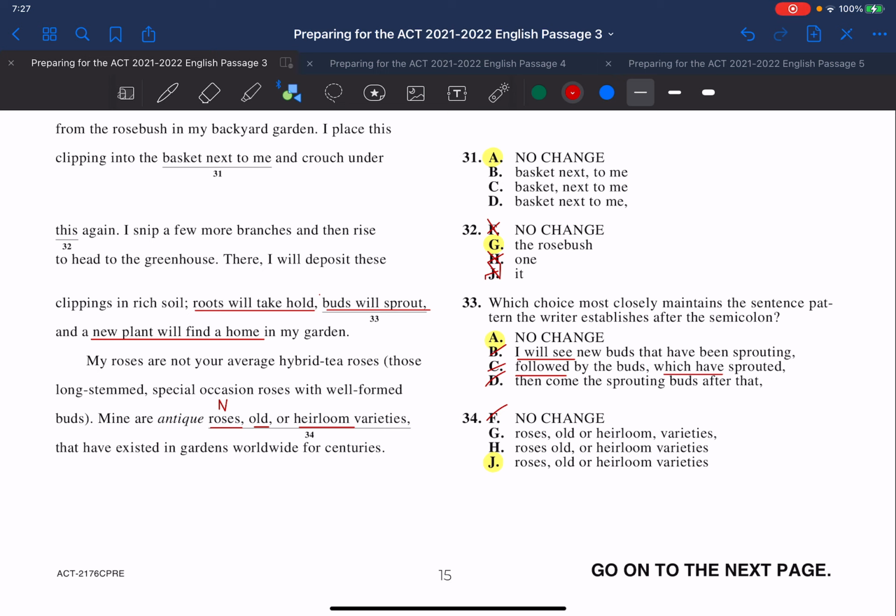Now, with letter G, again, we've got roses, older heirloom, those are adjectives, and then varieties. That's another noun, but they're not all the same thing, so that doesn't work. Roses, old. Now, these two words together, roses, old, don't make sense together because we don't put a descriptor word like old after a noun like that. We would put it in front. So the only way that makes sense is roses, comma, old or heirloom varieties that have existed in gardens worldwide for centuries.